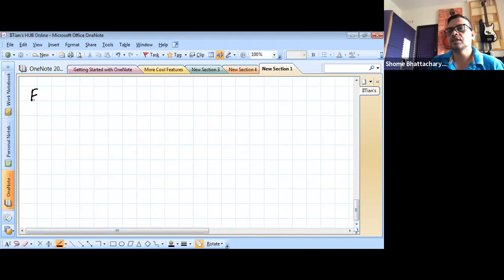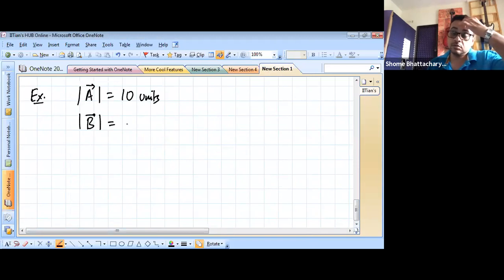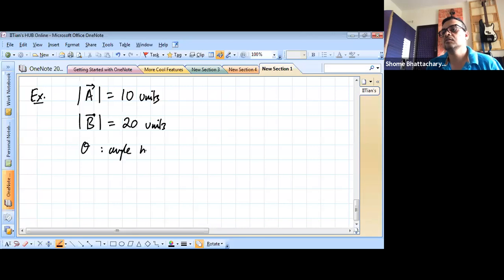So here's something for you to calculate. Magnitude of A is equal to 10 units. Magnitude of B is equal to 20 units. And theta, that is the angle between A and B, is 120 degrees.